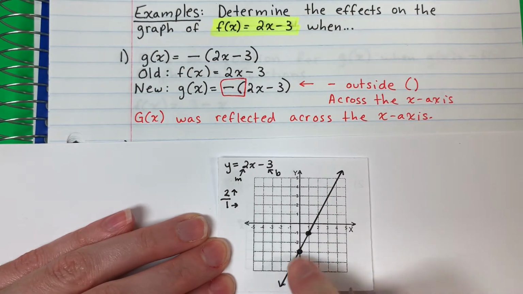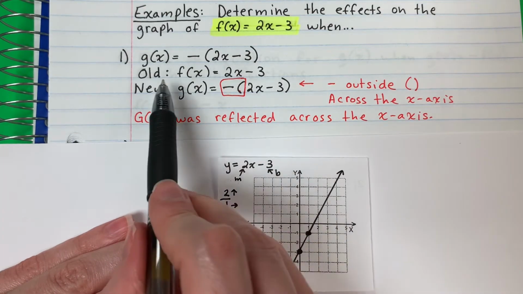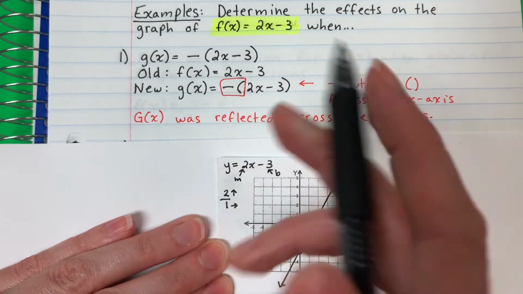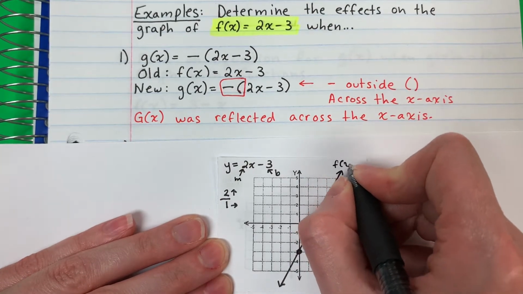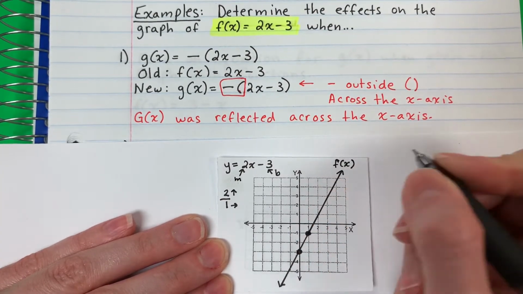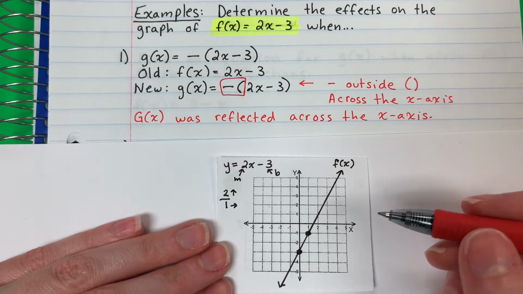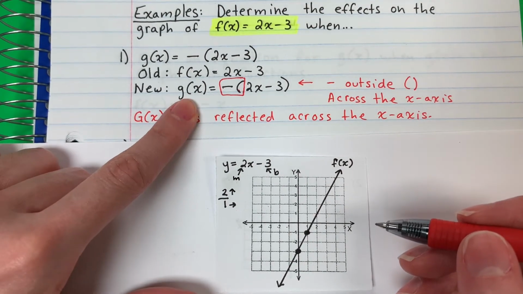This is the original. I'm just going to call it f of x. The original is called f of x, so we're just going to put f of x. That's the name. Okay, I'm going to do the new one in a different color, which is g of x.